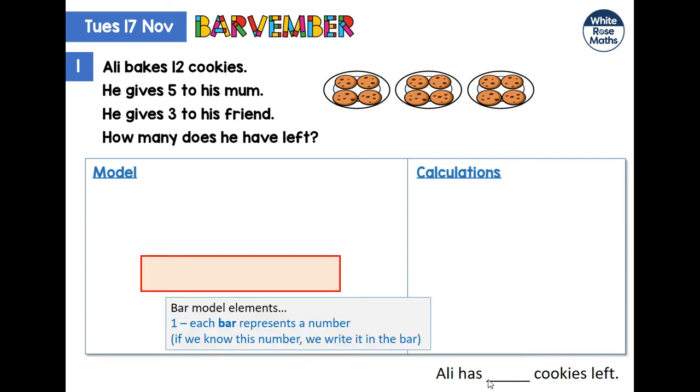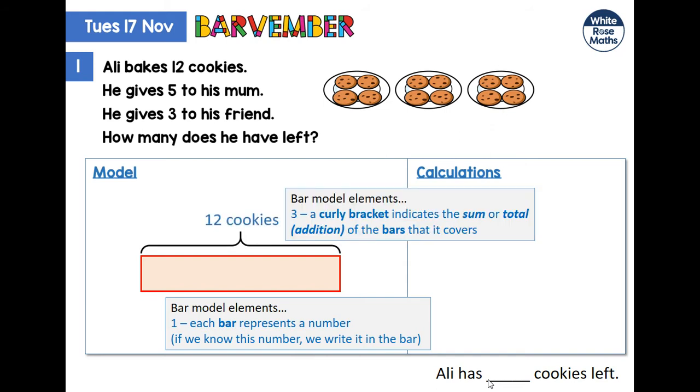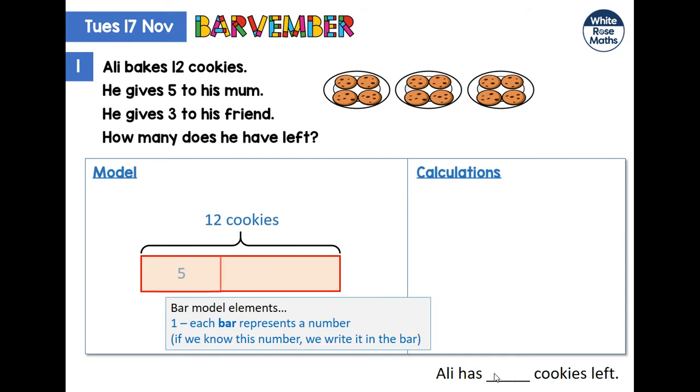So in our bar modeling, our bar represents a number. Now, if we know this number, we write it in the bar. And we do know that this is 12, so we could write 12 in this bar to represent all these cookies. But we can see that we're going to be cutting up this bar. So what we're going to do is we'll put the 12 outside of the bar in this instance and use our curly bracket to indicate that this 12 represents the whole length of that bracket. Okay.